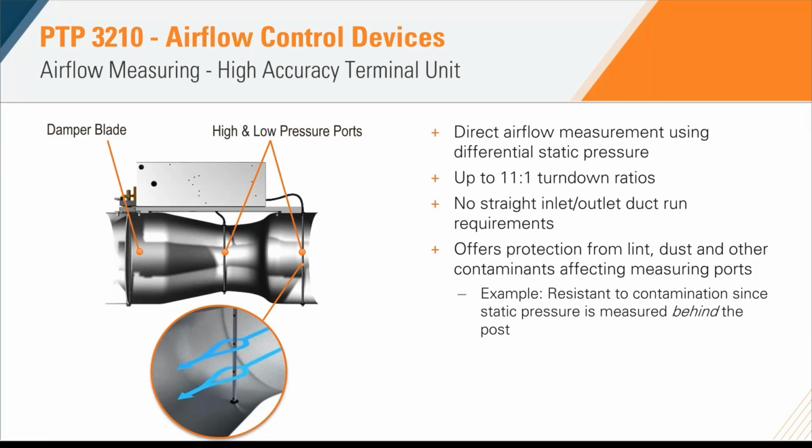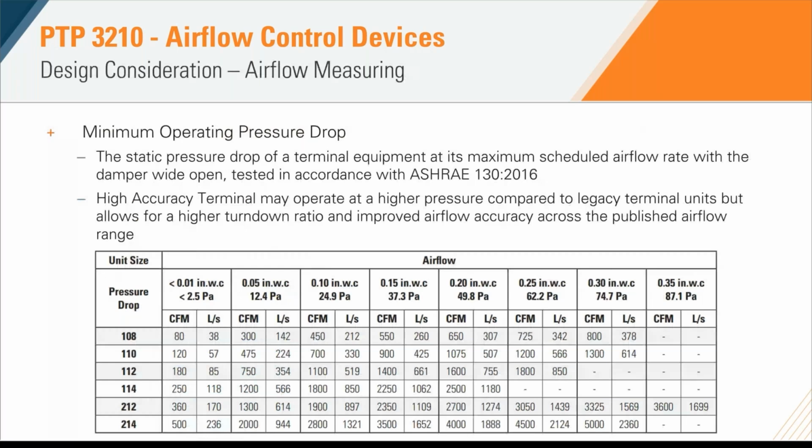So now that we understand the basics of these two airflow valve technologies, we can now start to cover some of the design considerations that go into selecting a valve technology to use. The first design consideration we're going to cover here is the minimum operating pressure drop. The minimum operating pressure drop is the static pressure drop of a terminal equipment measured at its maximum scheduled airflow rate with the damper blade full open. And typically this will be tested in accordance to ASHRAE 130.